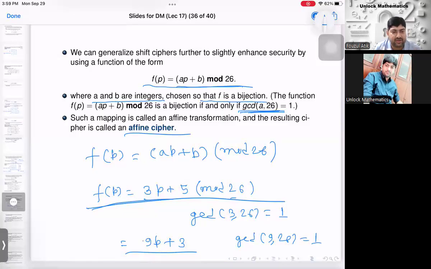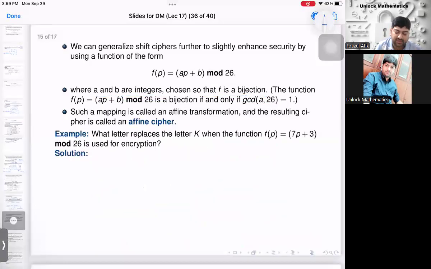And how to get back the original message, that is, the inverse, is not in the syllabus. If you are interested in how to find f inverse, you can search for it on the internet and you will get it. So I'm not discussing that here.